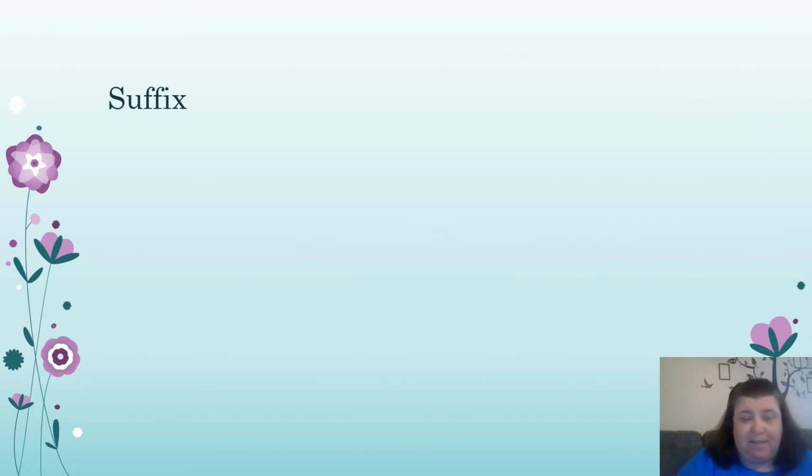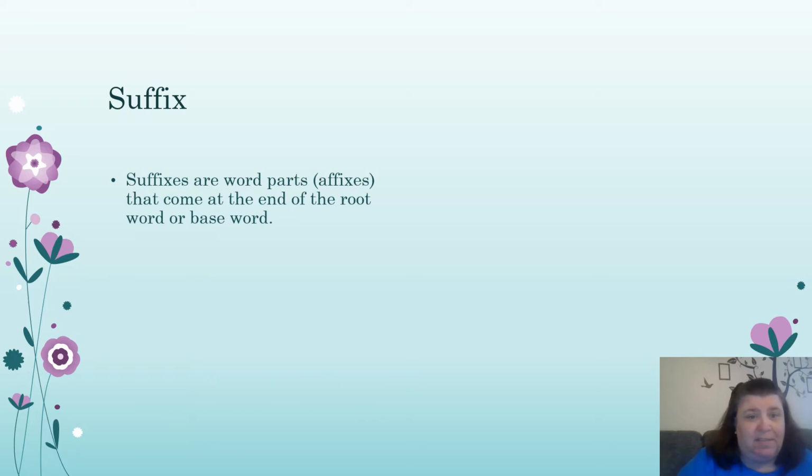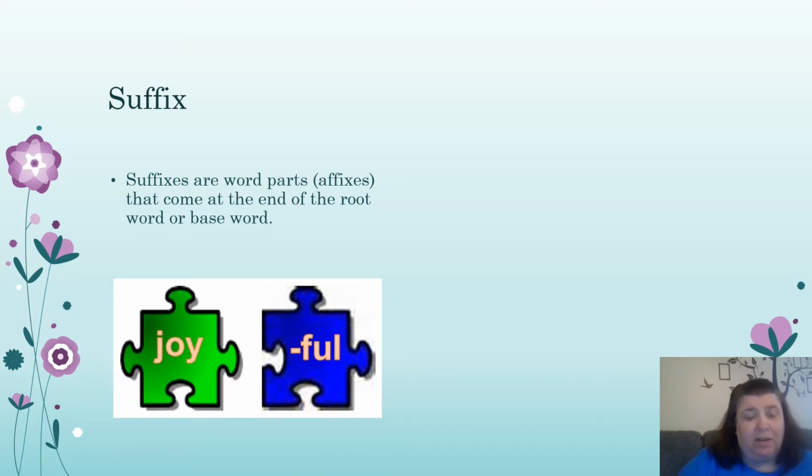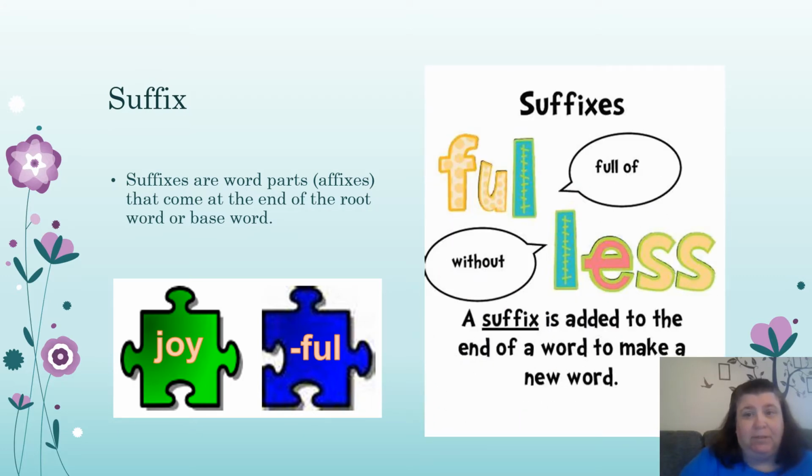Now we're going to look at suffixes. Suffixes are word parts or affixes that come at the end of a root word or a base word. Like joyful, we have joy, and then we add ful, becomes joyful. So we have ful means full of, or less means without.